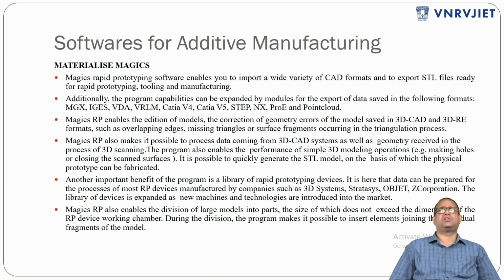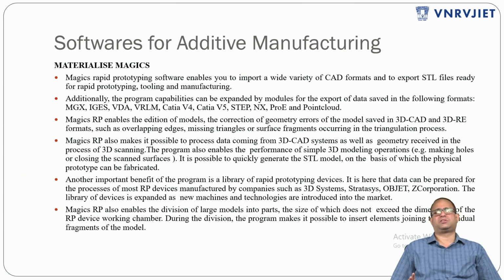And now, what are the software which are required for additive manufacturing? So here, the first and foremost is Materialise Magics. Materialise is a company from Belgium, a famous software which is widely used for working on STL file issues. Also this software is compatible with n number of formats. Additionally, the program capabilities can be expanded up to modules, MGX, IGS format, VDA, VRML, CATIA, and all these sorts of formats can also be used.